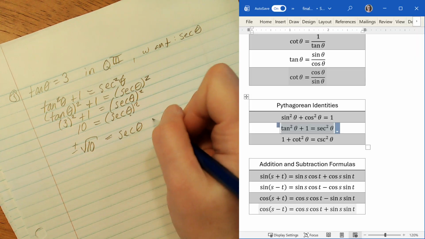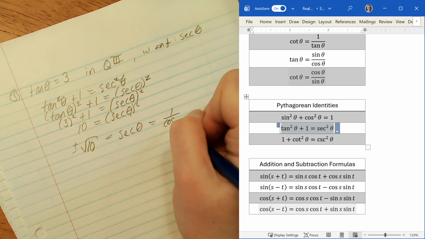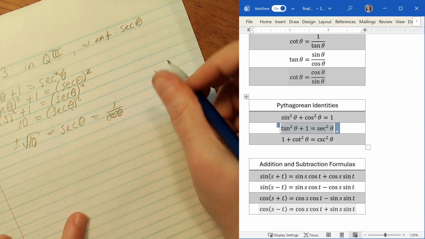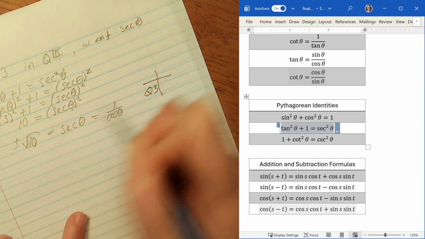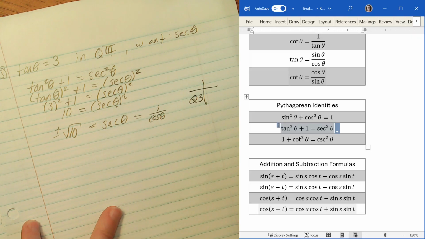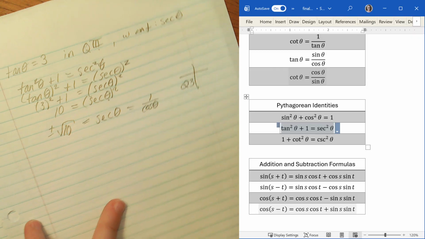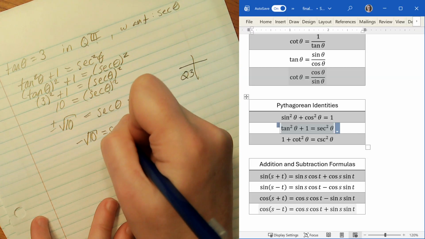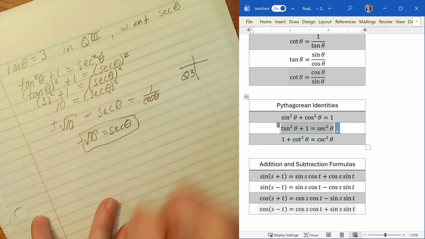Remember, secant is 1 over cosine, and in quadrant 3, so quadrant 3 is down here, cosine is going to be negative down there because it's the x value. So I think I actually want the negative version here, and that is going to be my secant.